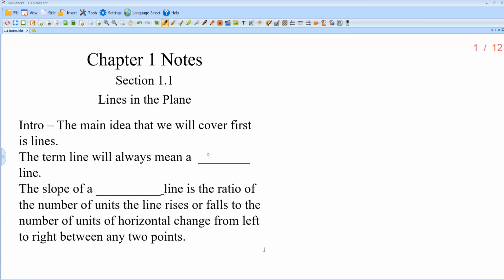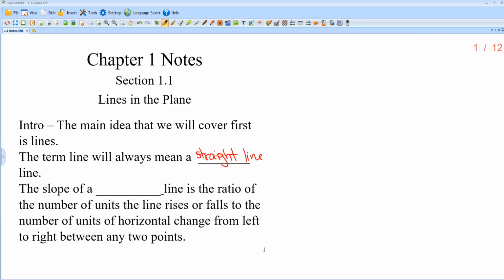Oh, I should probably use the pen for that. A straight line. And that's important to keep in mind. If you go to college and take some higher level math courses, you'll talk about lines that are non-straight lines, curved lines, in a sort of different way than what we do.